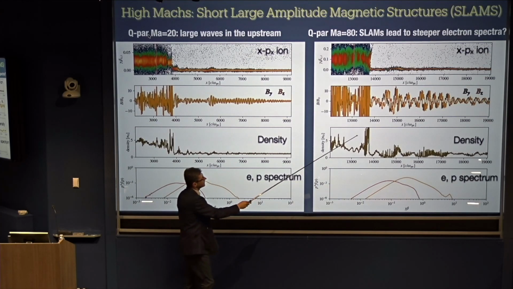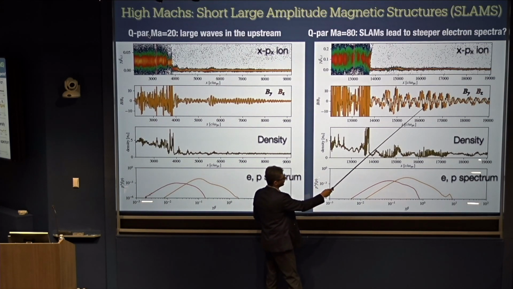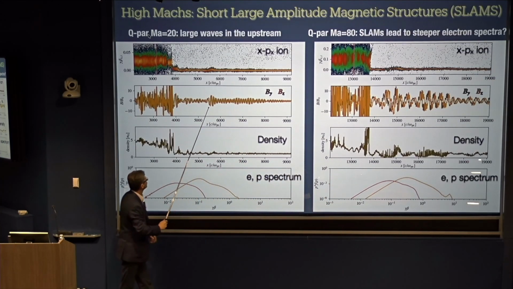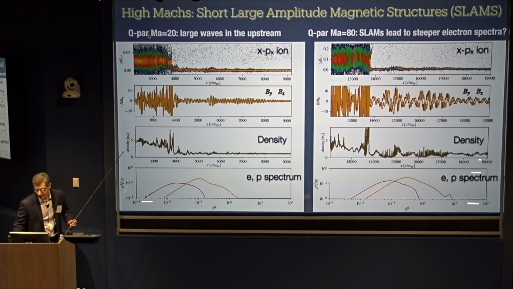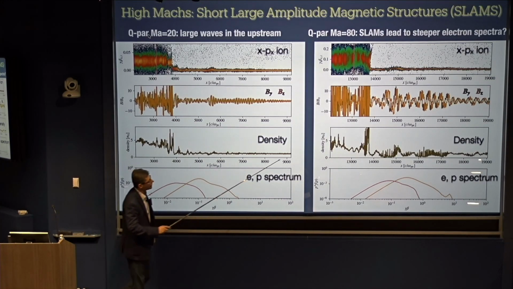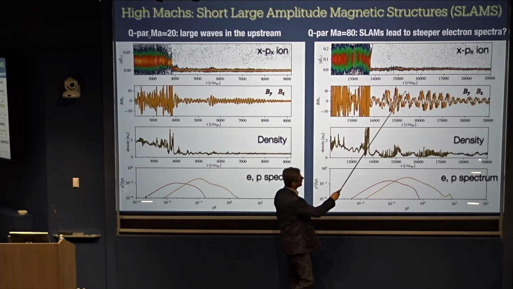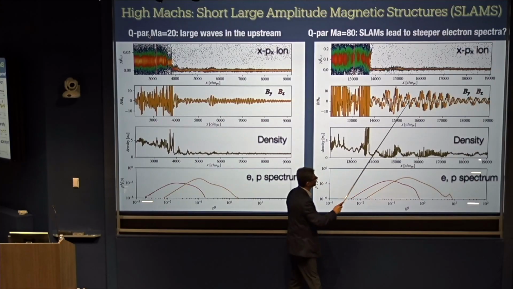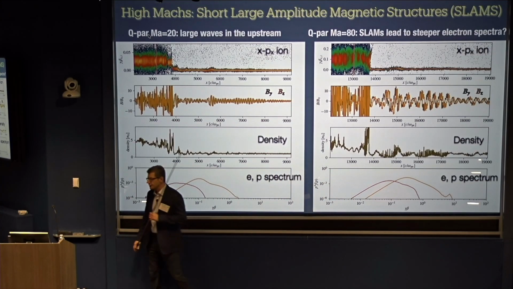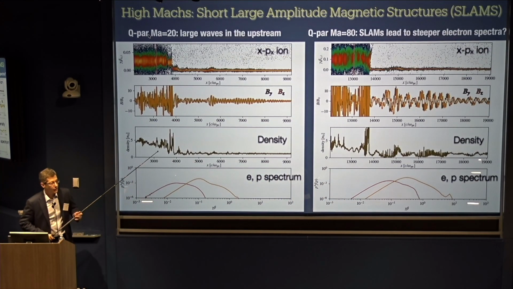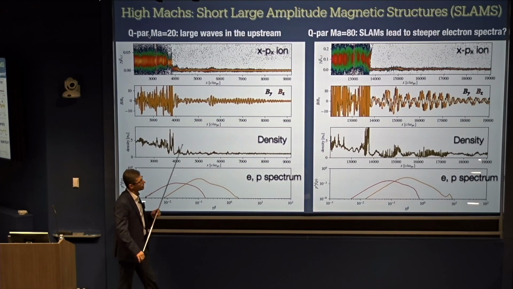And what you can clearly see is that the waves can get pretty strong, right? So in this case, delta B over B can get up to 10. This is much smaller in this case. These waves now start to look not like a constant wave, but in fact some kind of a wave train. It comes with sort of amplitude modulation. So these things are called SLAMS, or strong large amplitude magnetic structures.